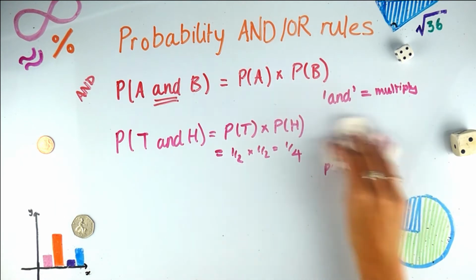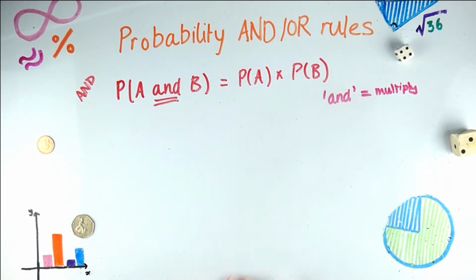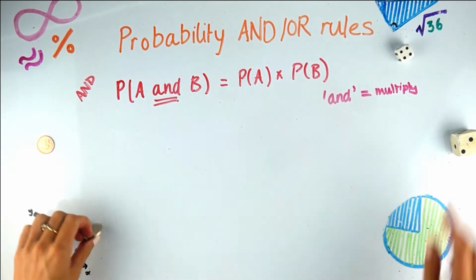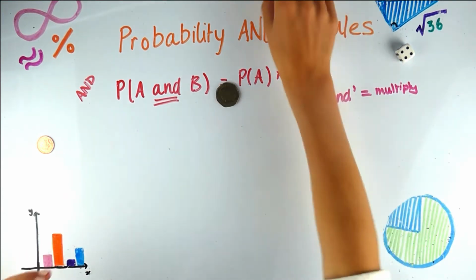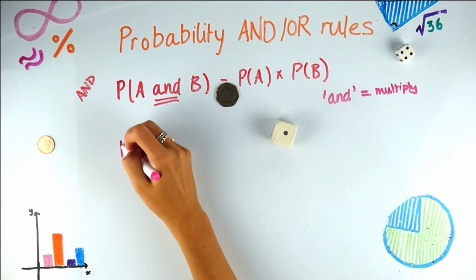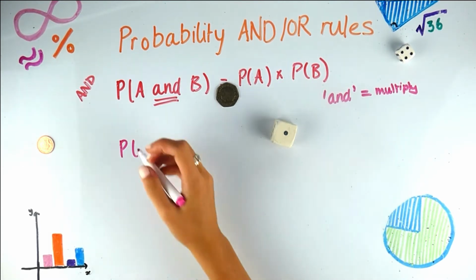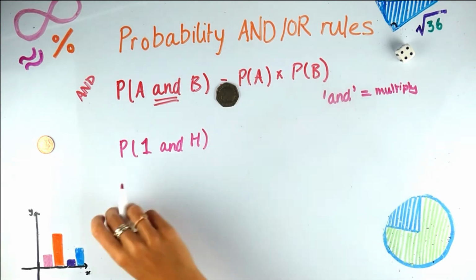Let's do another one involving our dice. Okay, so I'm going to toss a coin and roll a dice. I don't know if I can multitask like this, or do it separately. Okay, so the probability, I got a 1 and a head.